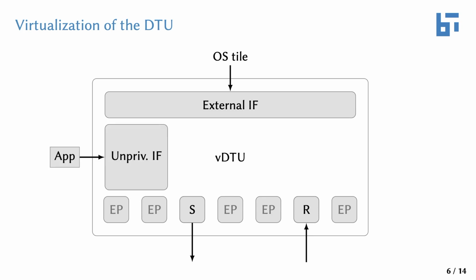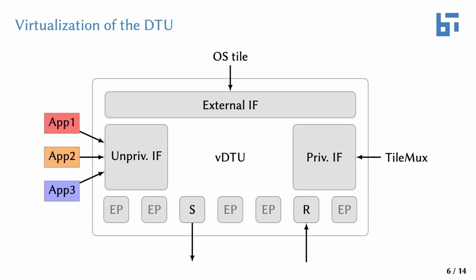To use these endpoints, there's another interface called unprivileged interface that is usable by the applications. And this interface, of course, can just use these endpoints but cannot change them or cannot add new endpoints. As I said, we now want to support multiple applications that access the same DTU. And therefore, we added another interface, the so-called privileged interface, that can only be used by tilemux, so by the component that multiplexes this tile among multiple applications.